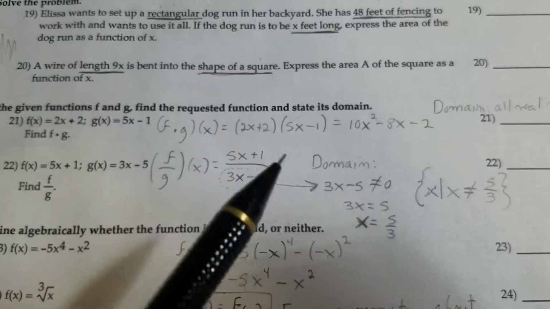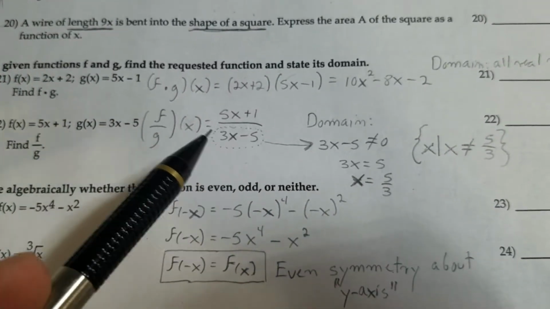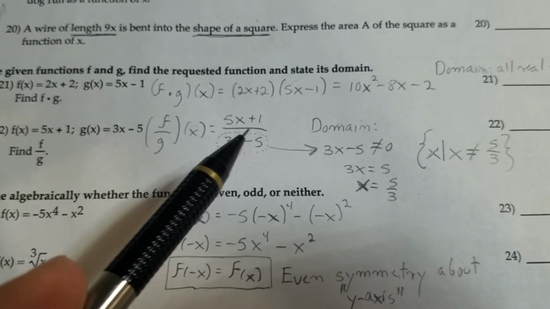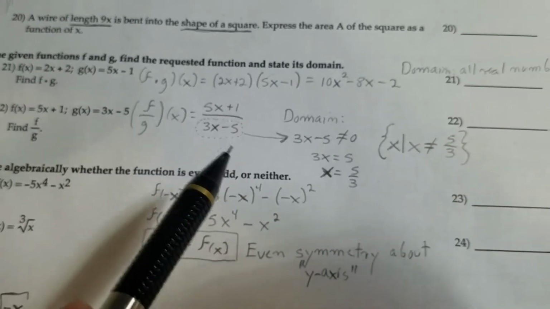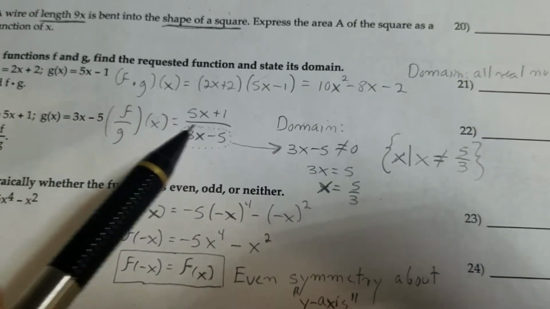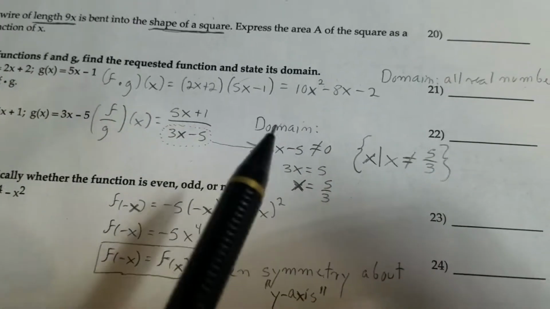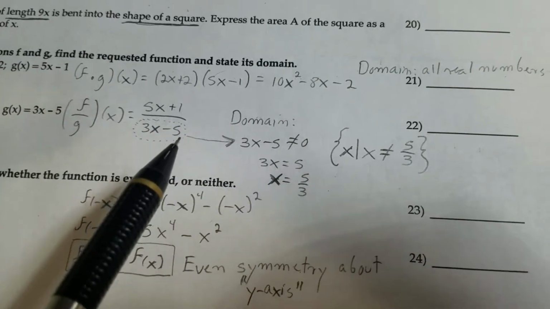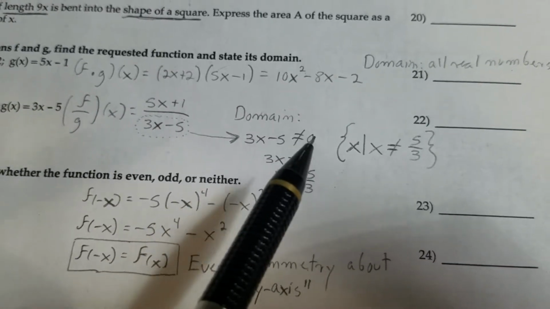When you have a fraction, remember that the domain is given by what you have down here. So what you have up here is not as important as what you have down here. So if you want to find the domain of a fraction, or I should call it a rational expression, then all you have to look at is the bottom here. So it will go like this: 3x minus 5 cannot equal 0.